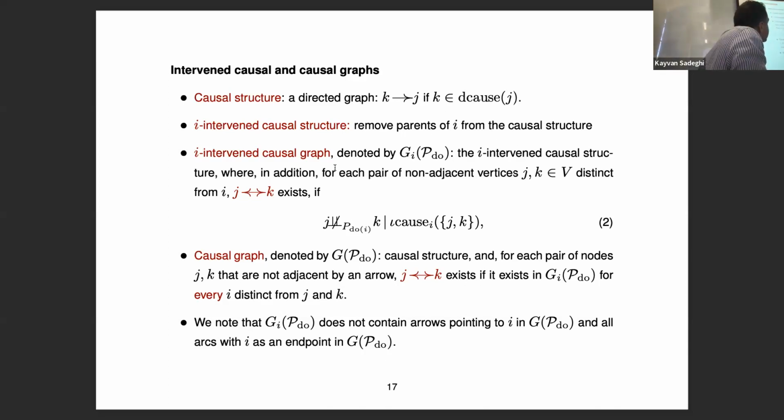So if J and K are dependent, given the causes of J and K in P do I, it means that there is some sort of dependency going on in that intervened graph, right? But we know already that there is no causal relationship between J and K because we are only looking at the non-adjacent vertices. We don't care about, if there is an arrow, we have the arrow and we don't have a bow, so we don't put an arc, right?